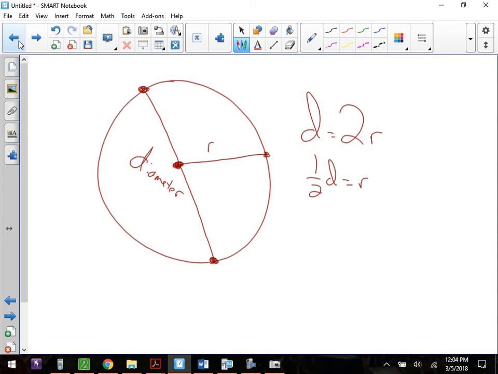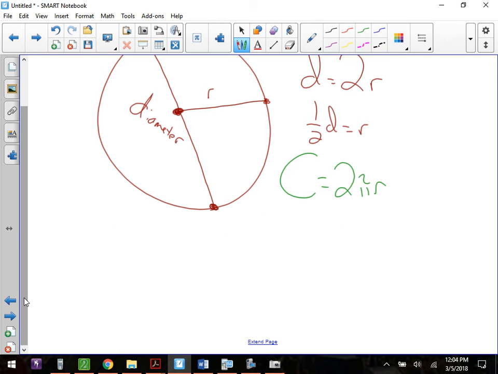The circumference is equal to 2 pi r, or what's another name for 2 times r? Diameter. Sometimes I'll write it as circumference equals pi times the diameter. And then the area of a circle, remember that one? Pi r squared. We've all seen this before. Okay.